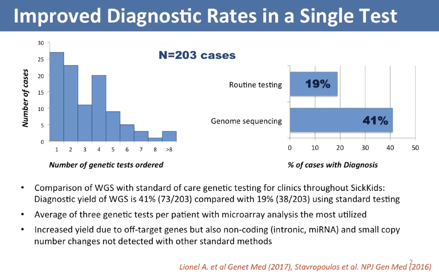Our increase in diagnostic yield for the genome sequencing was not just due to genes that were not in the targeted tests that were done standardly, but also due to things like non-coding variants, including deep intronic, and also microRNA, so some things that you might not actually capture when using something like a whole exome sequencing technique. We also found a lot of CNVs that were below the resolution of standard clinical microarray. And so this really set the scene for why we wanted to get this into the clinic.